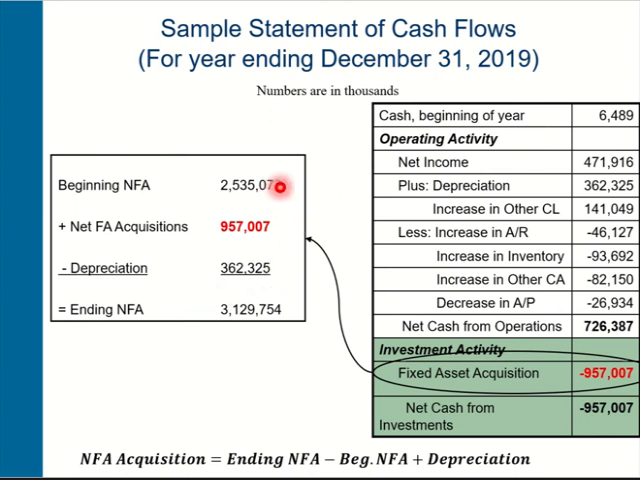So we know our beginning and our ending net fixed assets from our balance sheet. We know our depreciation amount from our income statement, but we didn't have this amount here. But that's okay. Given a simple equation with only 4 variables and only one of them being unknown, we can easily solve for that fourth. So if we rearrange this equation to solve for net fixed asset acquisitions, we have this algebra down here. So the amount of the acquisition is equal to our ending net fixed assets minus our beginning net fixed assets plus our depreciation. And that's how we arrived at our net acquisition of $957,007,000.